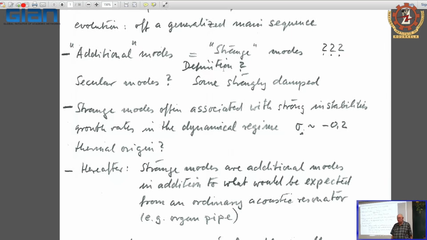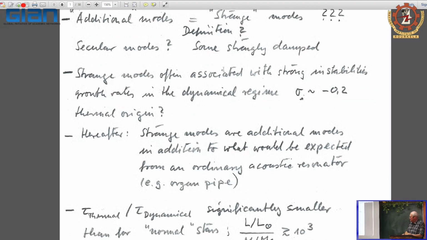Actually, this is not true. They are of mechanical origin. So we'll come to this point later on, and we'll see that they are not of thermal origin, but they are of mechanical origin. Okay, so hereafter strange modes are denoted, or we call strange mode any additional modes in addition to what we would expect from an ordinary acoustic resonator like an organ pipe.